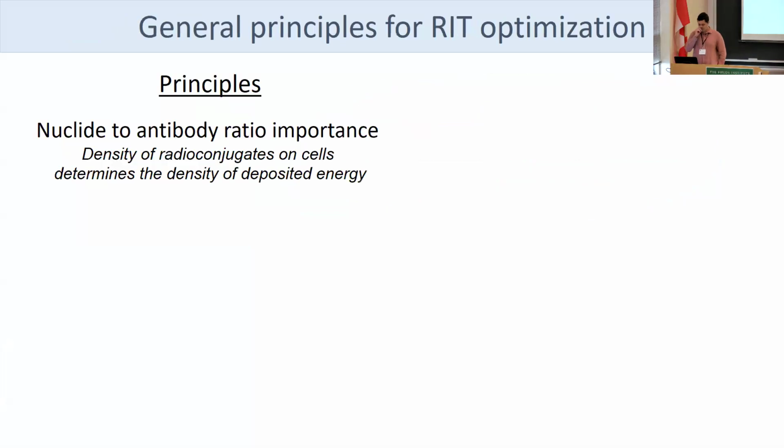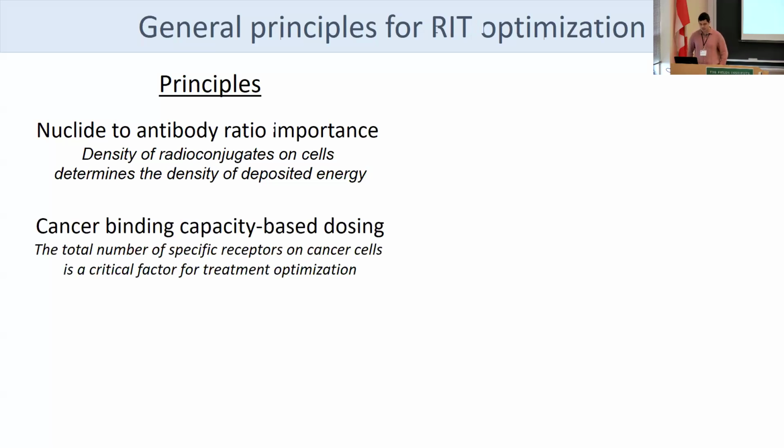The major outcome of this study is the general principles for optimization of radioimmunotherapy, which generally should be valid in patients as well. The first of them is the importance of nuclide to antibody ratio. It is important since the density of radioconjugates on cancer cells determines the radiation density deposited in them. And as I mentioned, the labeling ratio in our experimental setting maximized the use of actinium-225, which is an expensive material. However, the use of higher labeling ratios should be beneficial, despite that it will result in some fractions of actinium going to waste. The second principle is cancer binding capacity-based dosing.